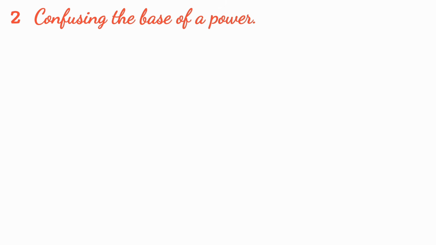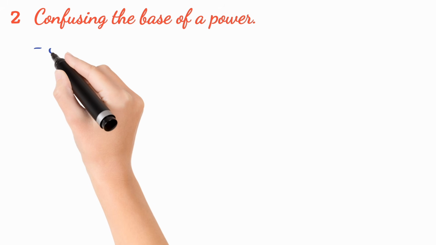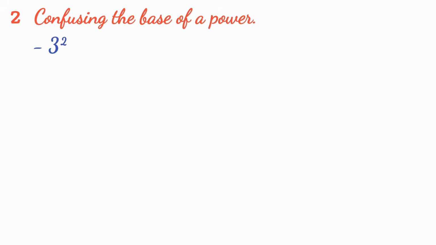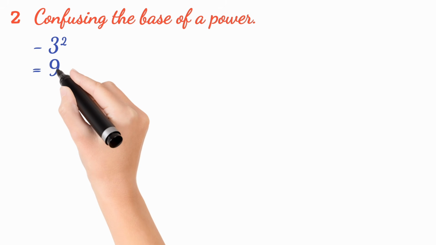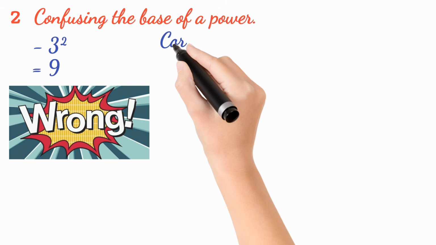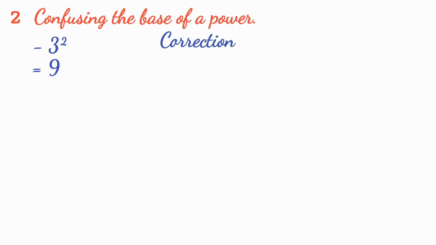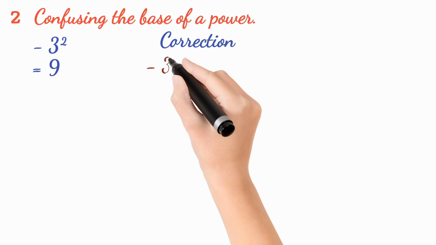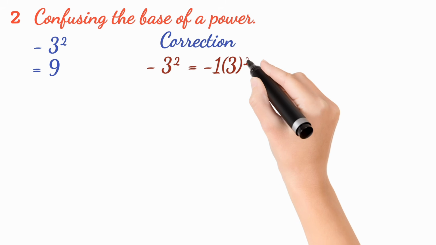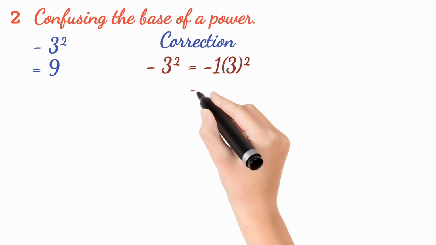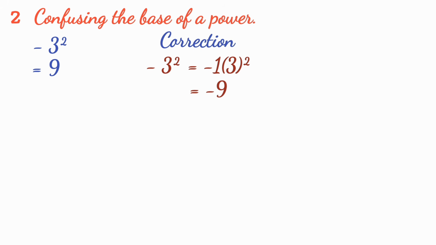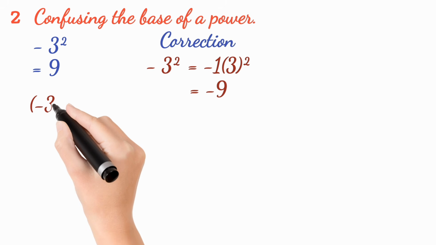Okay. Now next, what I have noticed is confusing the base of a power: minus 3 square equals 9. Is it right? No, children, this is not correct. I am telling you the meaning of minus 3 square. Minus 3 square equals minus 1 into 3 square, where 3 is positive. So 3 3s are 9 and the minus sign is there, so minus 9, not plus 9.